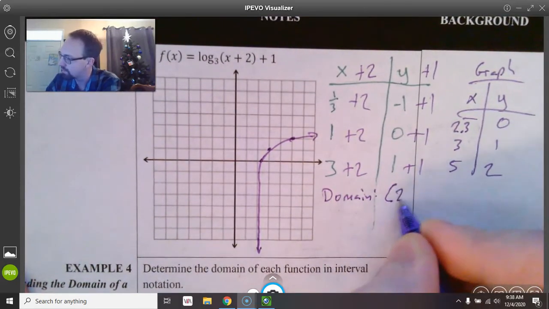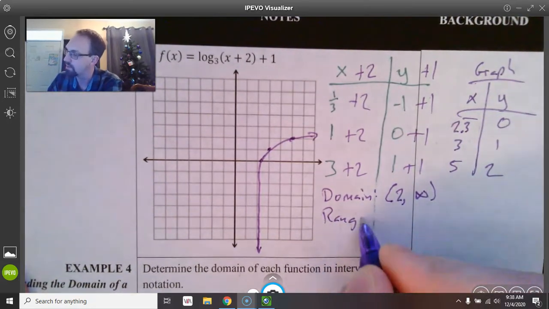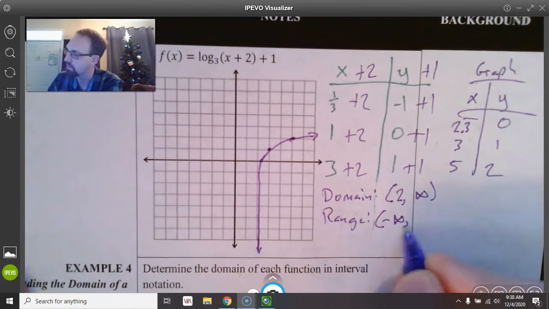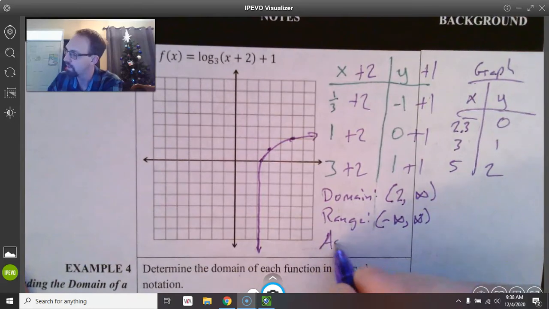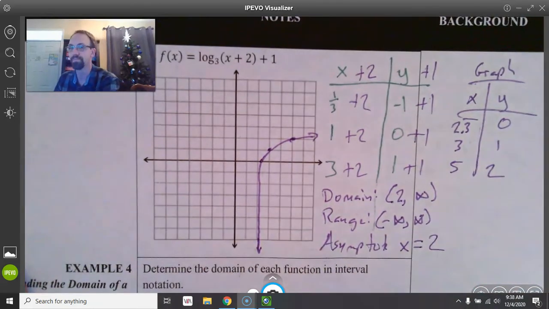Domain is from 2 to infinity, remember, because of our asymptote. And then range, so all real numbers, are from -infinity to infinity. And then the asymptote is at x = 2.